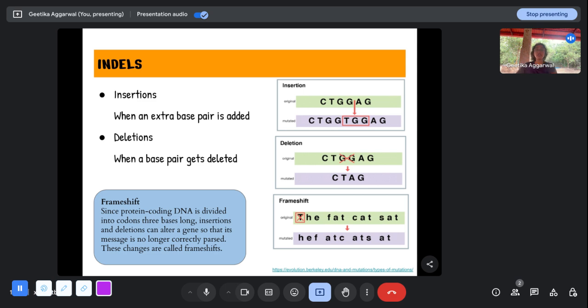So the reading frame in this scenario has gotten shifted by one. If three bases get inserted or deleted at the same time, then the reading frame will stay the same, and there will only be one additional amino acid or one less amino acid in the protein. But if you delete one or two base pairs, then the frame of codon reading gets shifted. So insertion means addition of a base pair, deletion means deleting a base pair, and both can lead to shifting of the frame in which the codon is being read by the ribosomes.